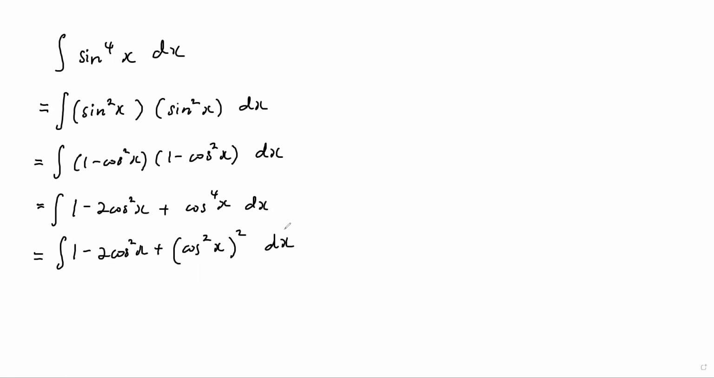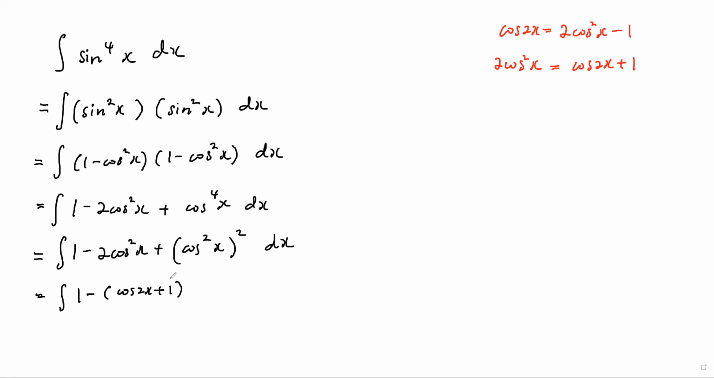I'm going to bring in the double angle formula to help me here. I know that cosine 2x equals 2 cosine square x minus 1, and then 2 cosine square x would be equal to cosine 2x plus 1. Let's deal with this first. This is going to be 1 minus of cosine 2x plus 1. I just converted 2 cosine square x to cosine 2x plus 1.